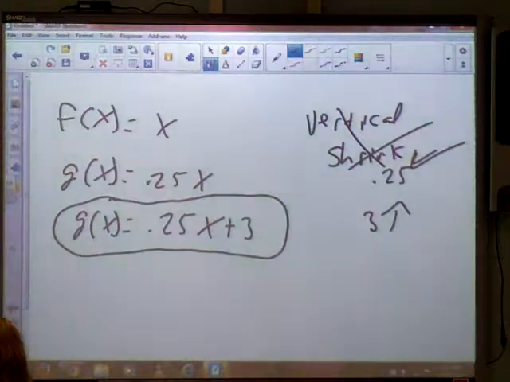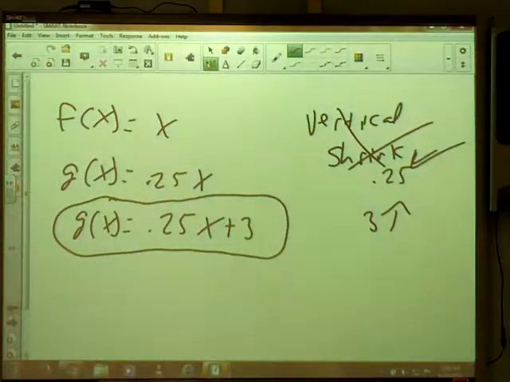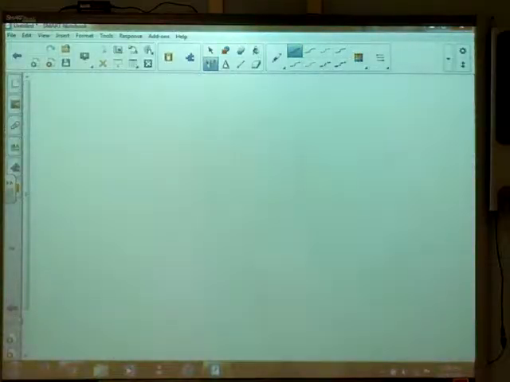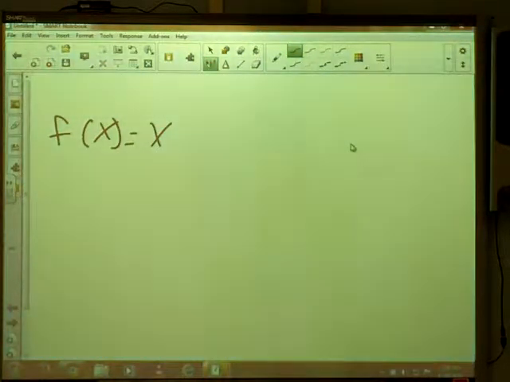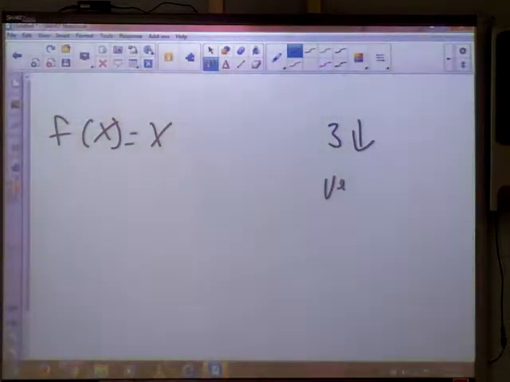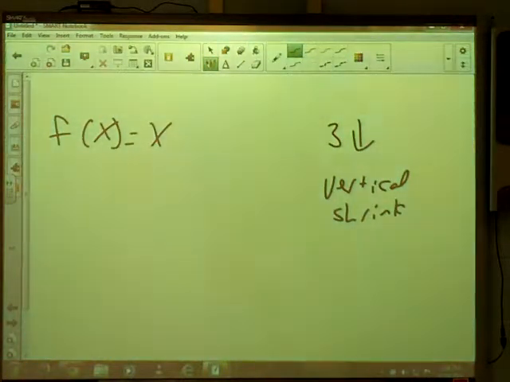Alright, let's do another one. Combo. Use that same function, f of x equals x. We'll get a more complicated one here in a minute. We are going to translate that 3 units down, followed by a vertical shrink of 1/3.